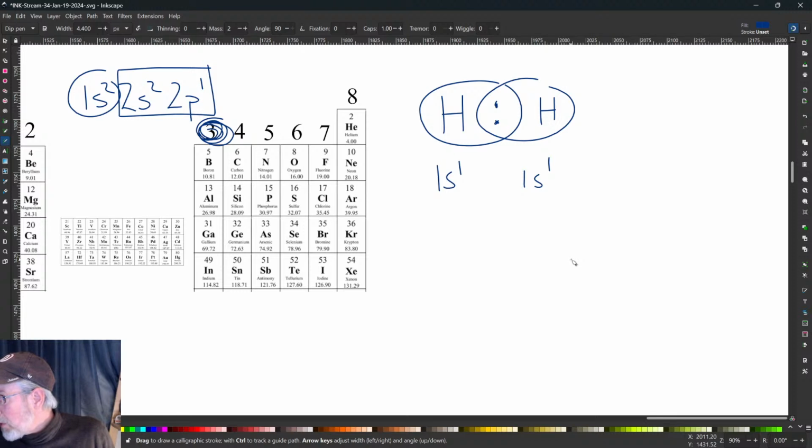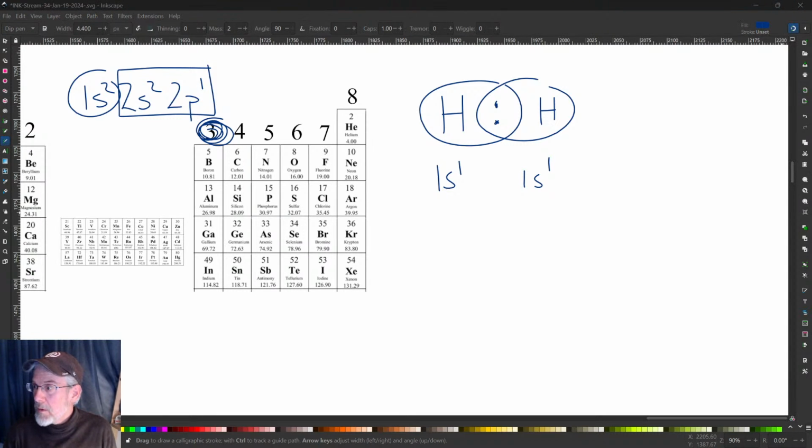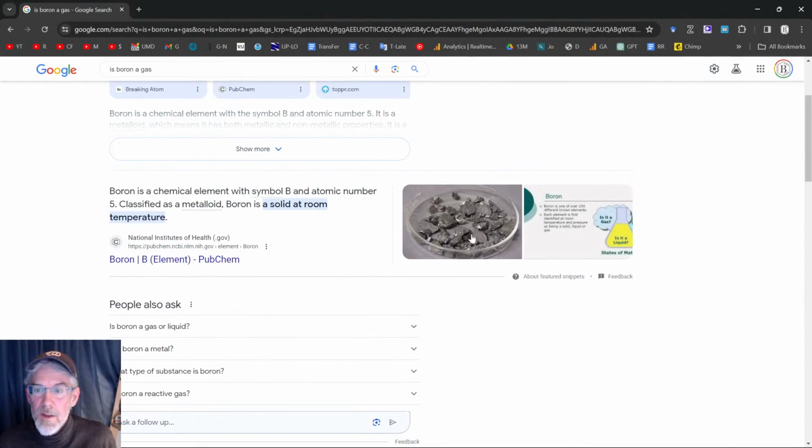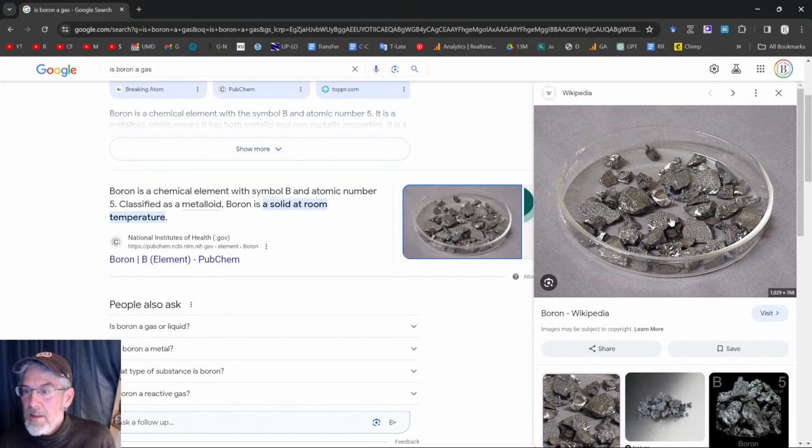So boron, I don't think boron's a gas. I'm not sure. I think boron's a pretty solid, but we can always check that out. Yeah, it's a solid at room temperature. It's a metalloid. In fact, it looks kind of like this here. Yeah, like that. So that's your boron. I think all the metalloids are solid. Pretty sure of that.